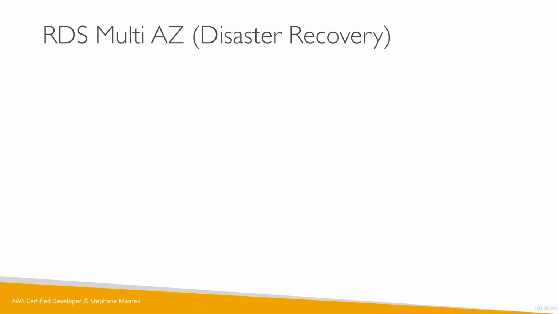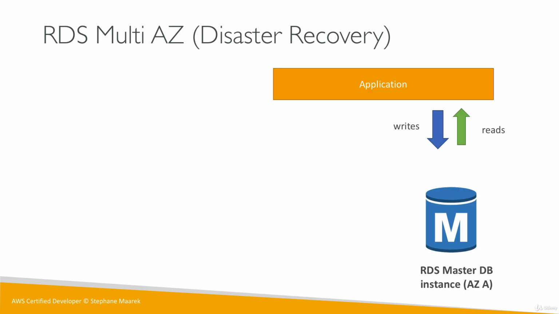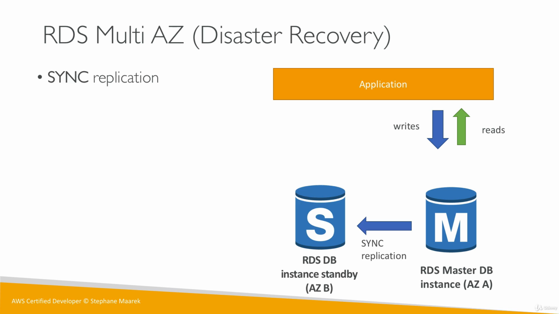Now, this is something that you have to contrast with multi-AZ. And multi-AZ is for disaster recovery. So multi-AZ is basically your application still talks to the master database instance. Maybe it will be in availability zone A, and it'll do all the reads and the writes. And it turns out that this master DB will have this time a synchronous replication to one DB instance that is called the standby, hence the name S. And that instance will be in AZ B, okay, or C or whatever you want.